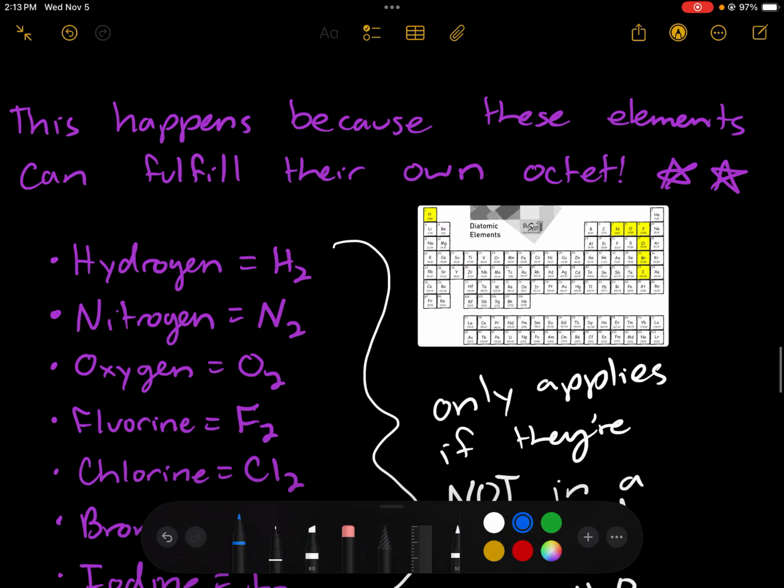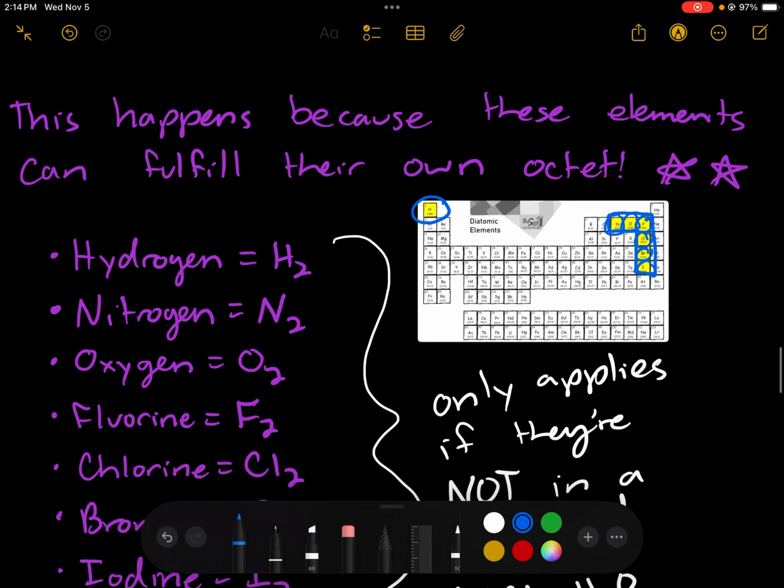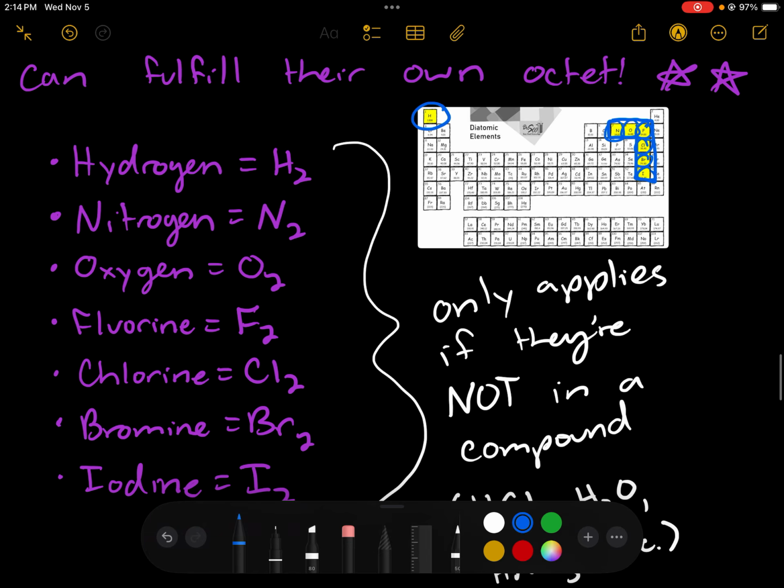The reason that happens is because these certain elements can fulfill their own octets, meaning that by sharing electrons with another one of themselves, they can have 8 electrons in their outer shell, or in hydrogen's case, 2 electrons in their outer shell. The elements highlighted in yellow here are the ones that can do it. This is how I will remember them on the periodic table: hydrogen is 1, and then the other ones make this little 7 over on this side. They are hydrogen, nitrogen, oxygen, fluorine, chlorine, bromine, and iodine.